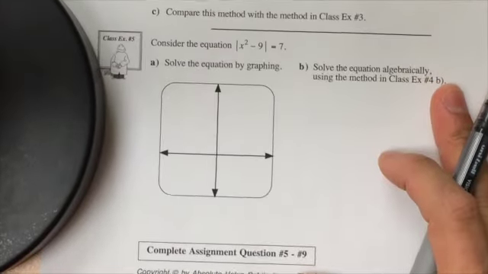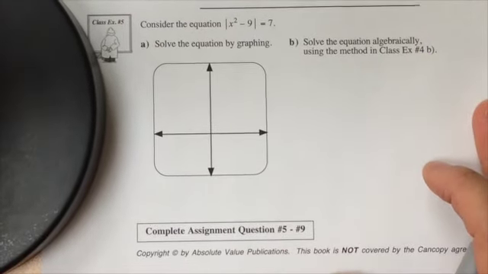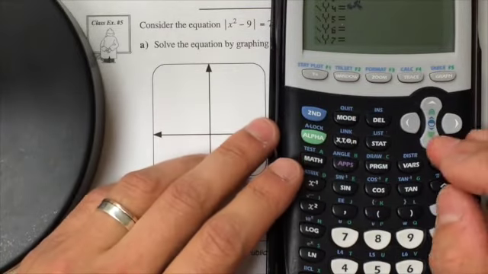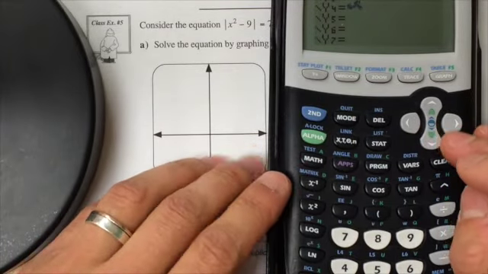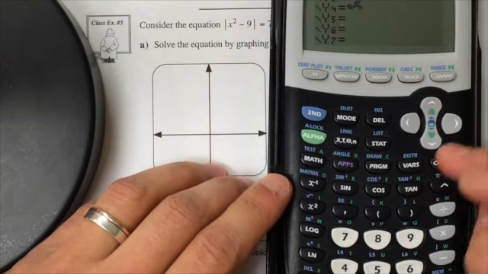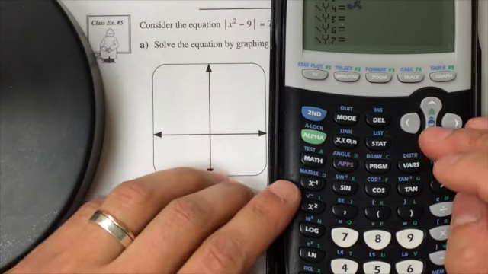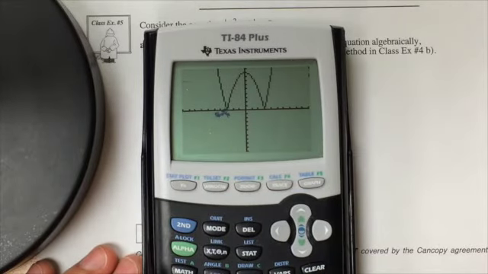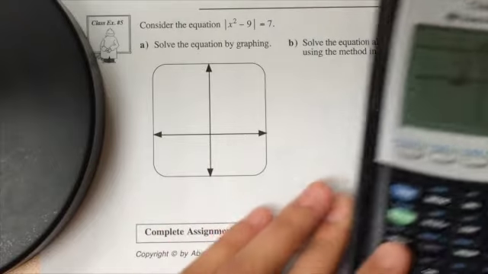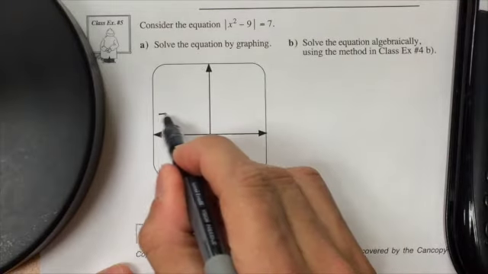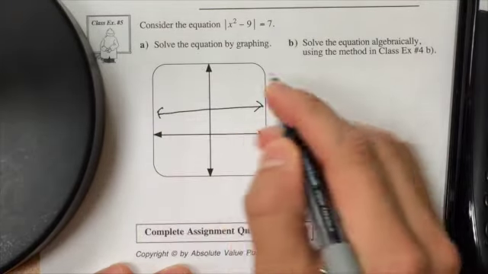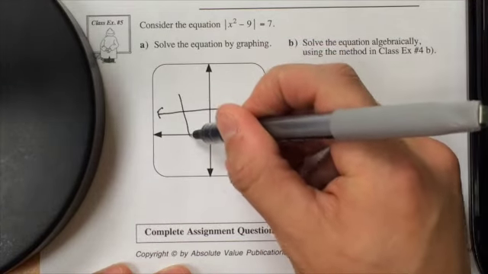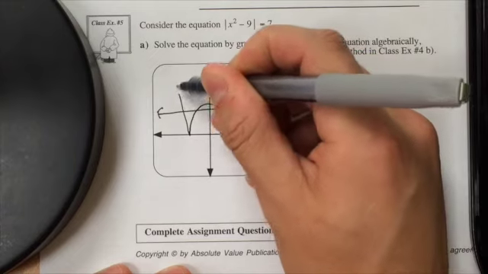Now, class example number 5. Solve this equation by graphing. Okay, so if I have the absolute value of x squared minus 9 this time, and that is equal to 7, we're going to have the same thing looking like the W, so that's going to look something like this, and this is at y is equal to 7, and then it looks something like that.